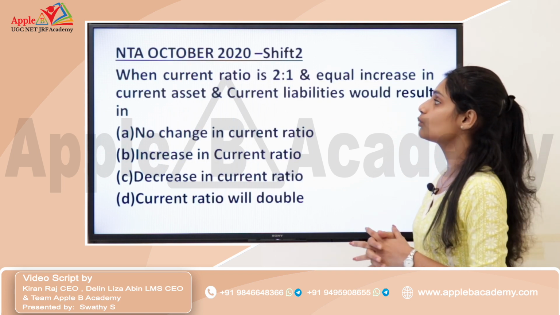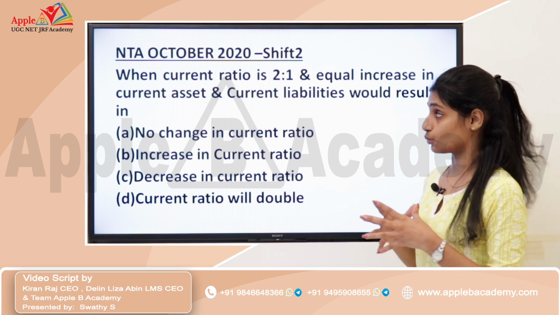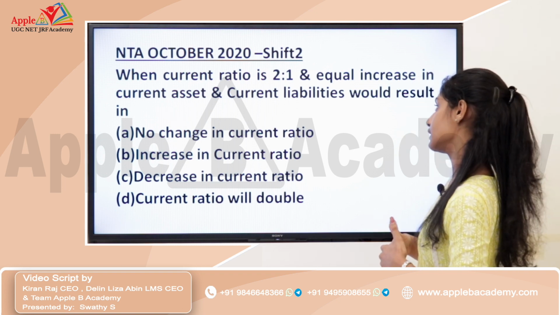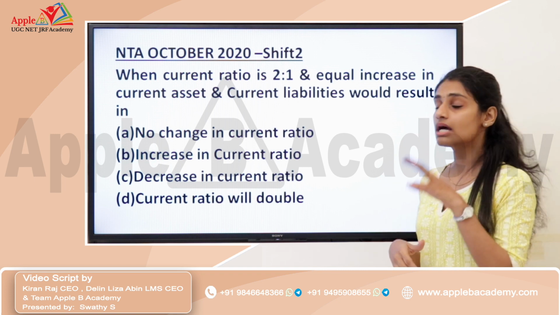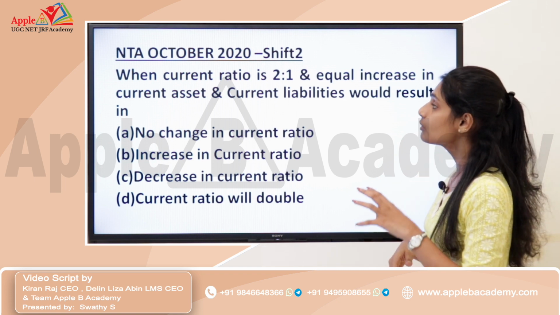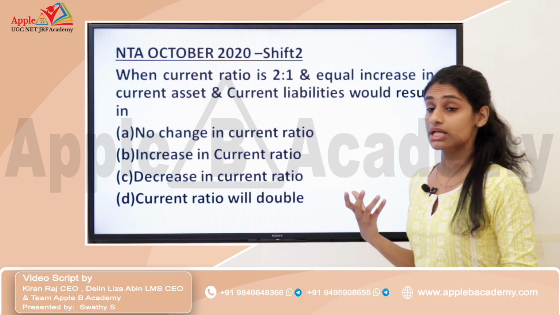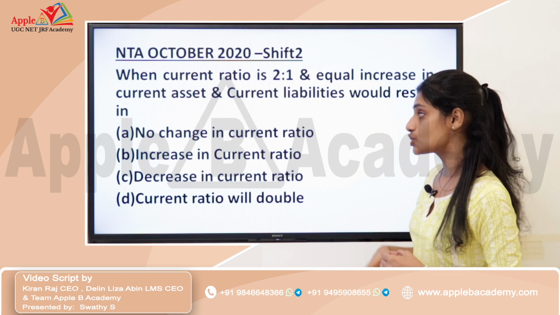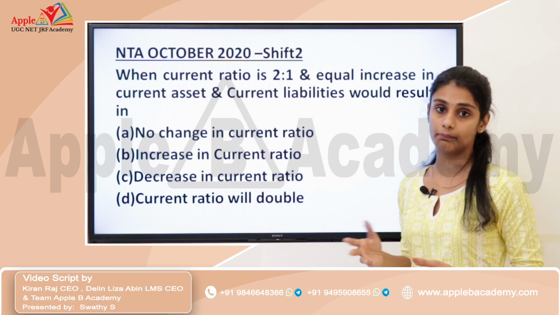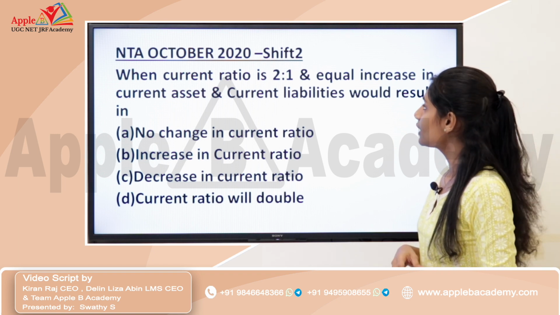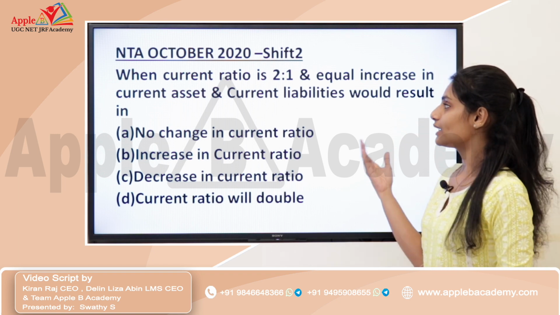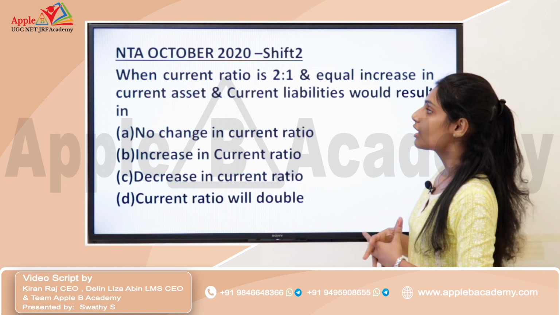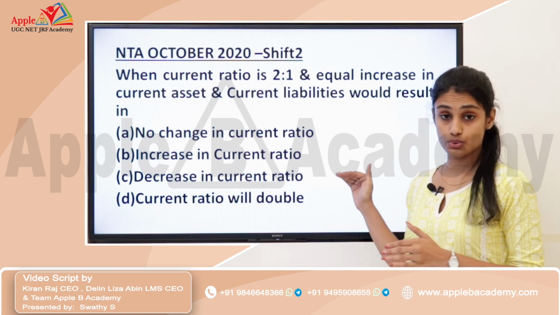Moving to another question, which is from October 2020, shift 2. When current ratio is 2:1, an equal increase in current asset and current liability would result in what? So it is given that current ratio is 2:1. You have to identify whether an equal change happening in both current asset and current liability will make the current ratio increase, decrease, or become double. I know that most of you will go for the answer that it will increase, because the question says current asset and current liability are increasing, so most of you will go for option B.